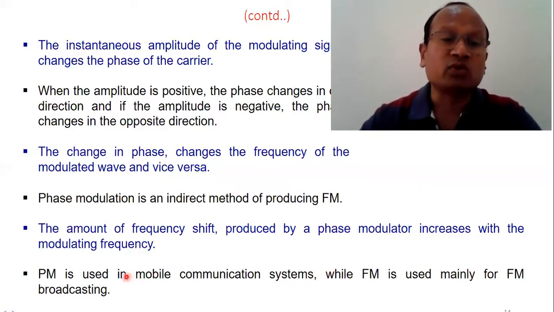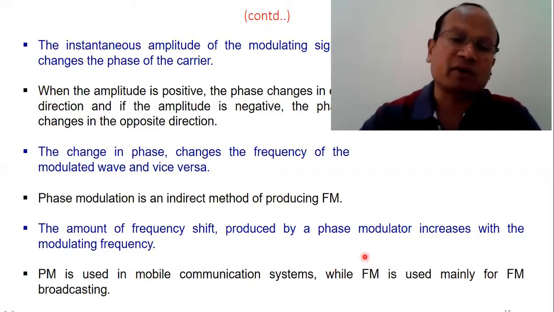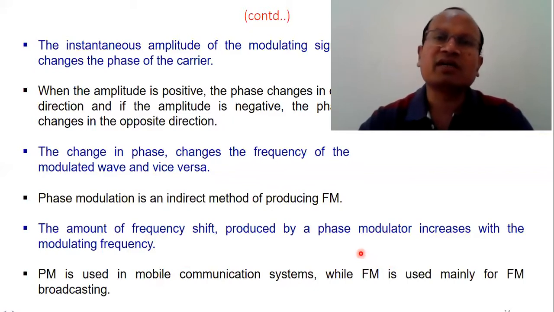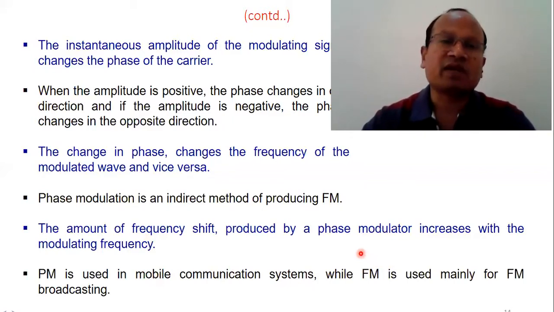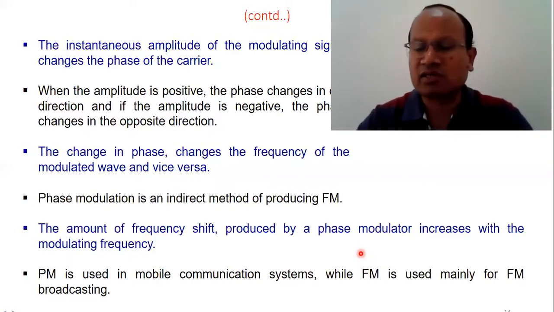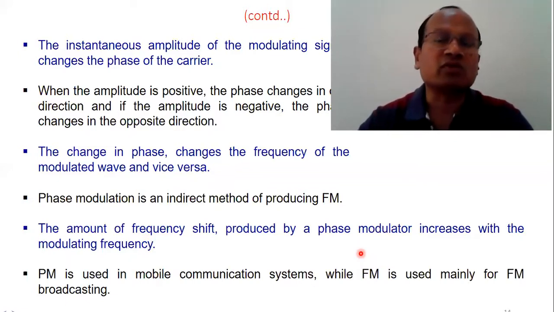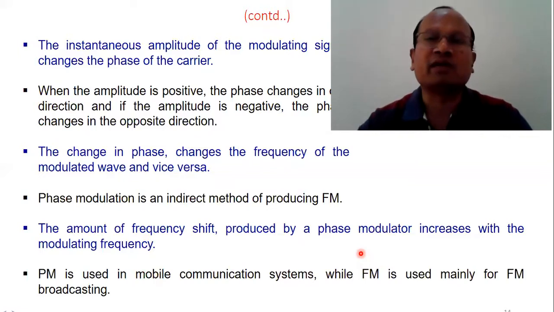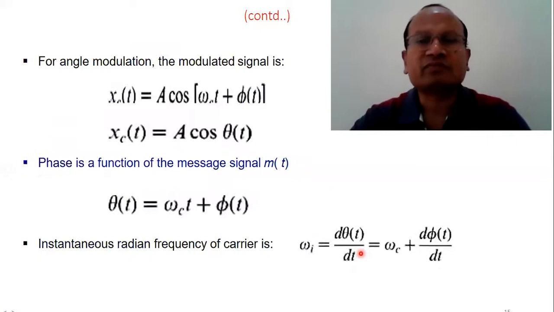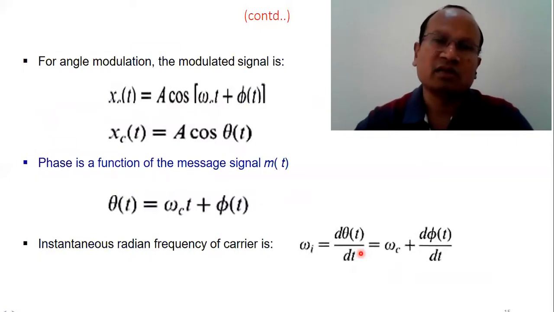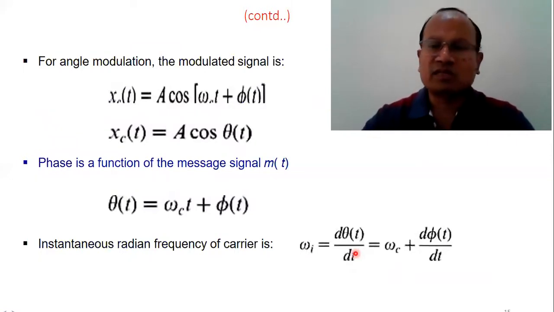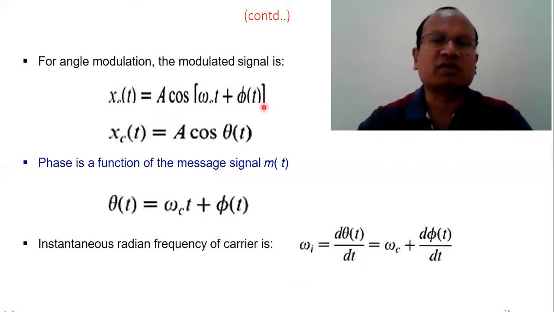PM is used in mobile communication, while FM is used mainly for FM broadcast. Phase modulation is used for mobile communication, whereas for FM broadcasting related communication, where good quality of voice and good quality of music is intended to be broadcast, there we go for FM. So this is some more mathematics about the angle modulation.